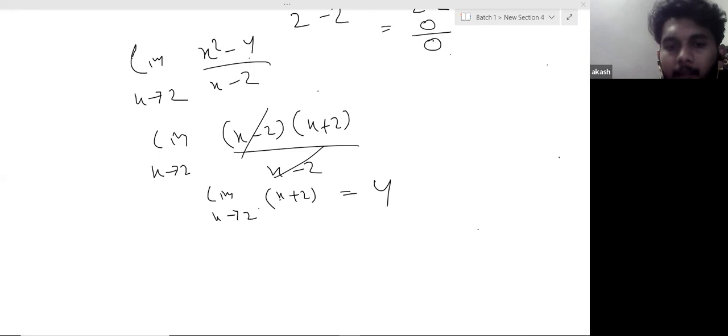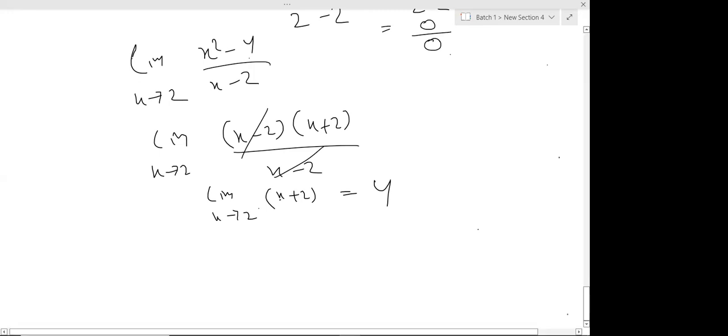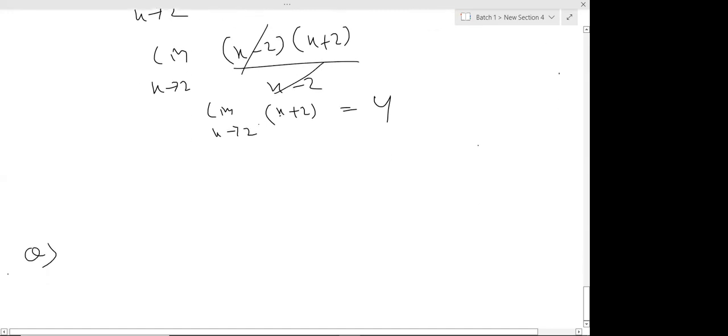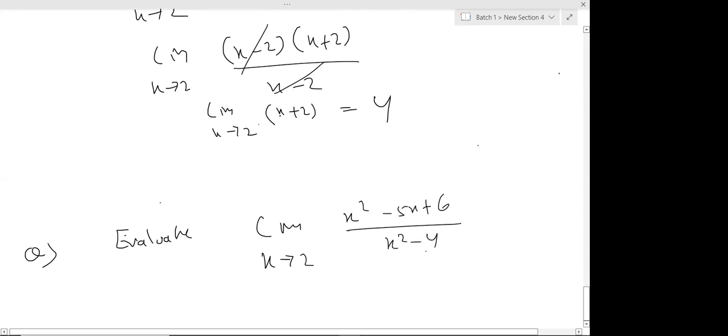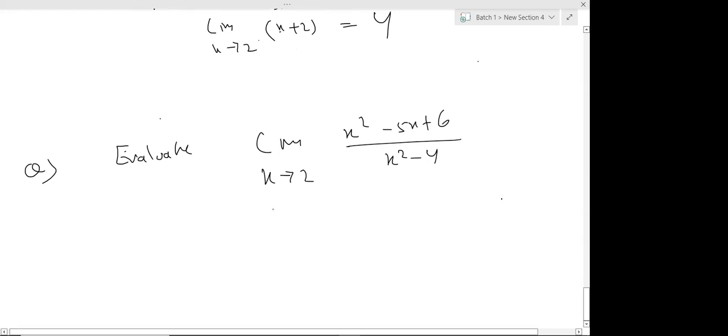All right. Let's solve a few questions from this also. Evaluate limit x tending to 2, x square minus 5x plus 6 upon x square minus 4. All right, try to solve this one. Just factorize. And we already know 2 is a factor for this. So x minus 2, you will get that only, you need to cancel out. Try to solve.